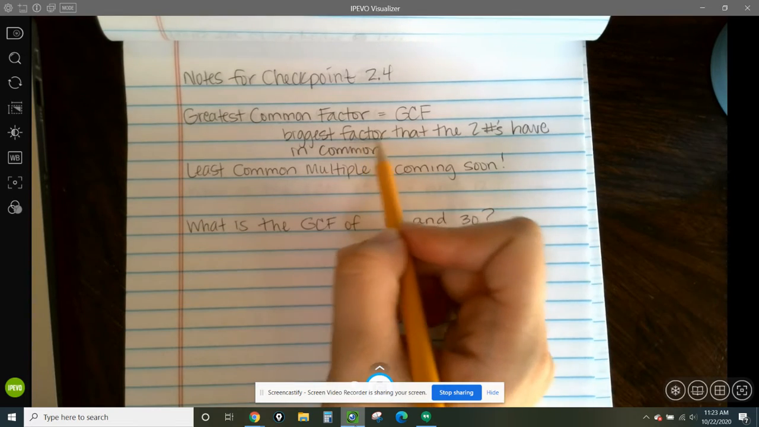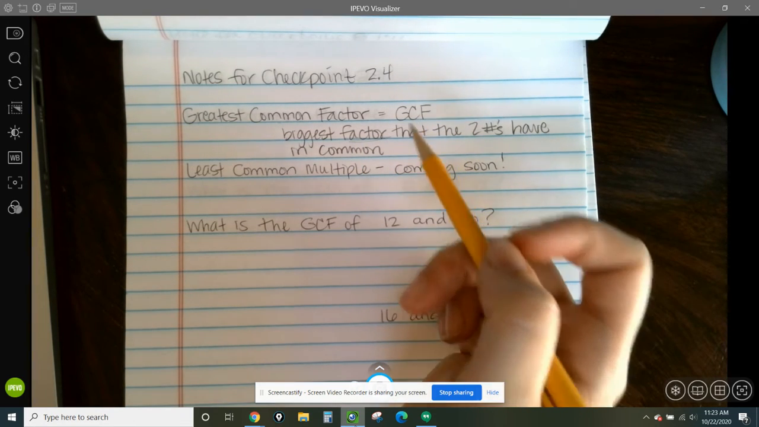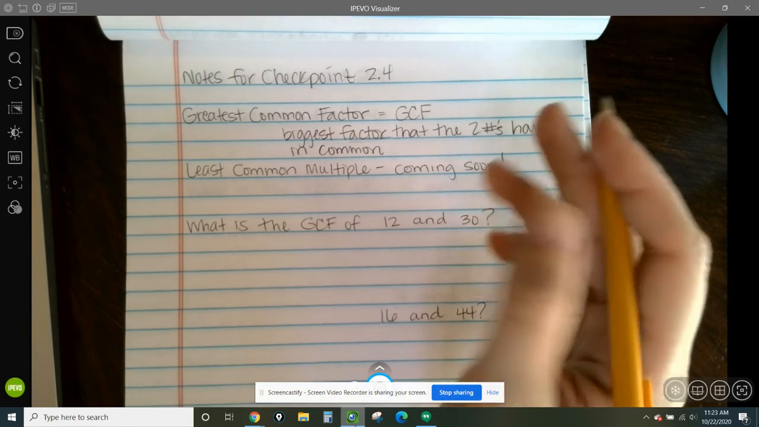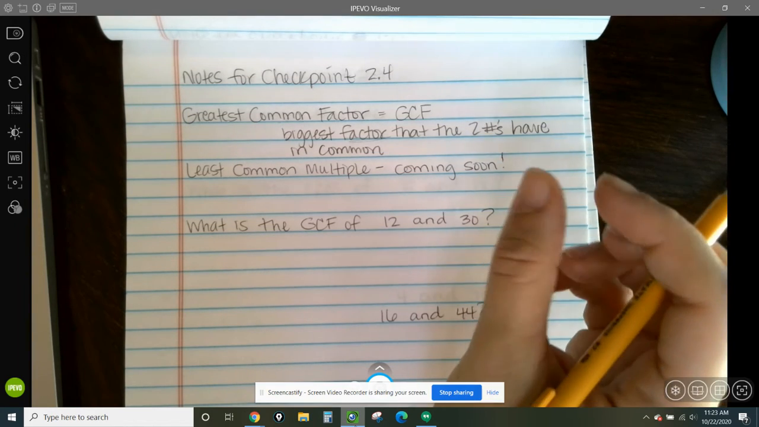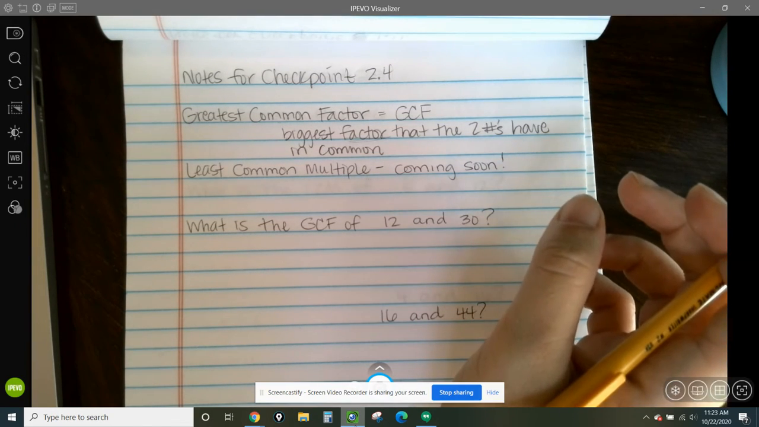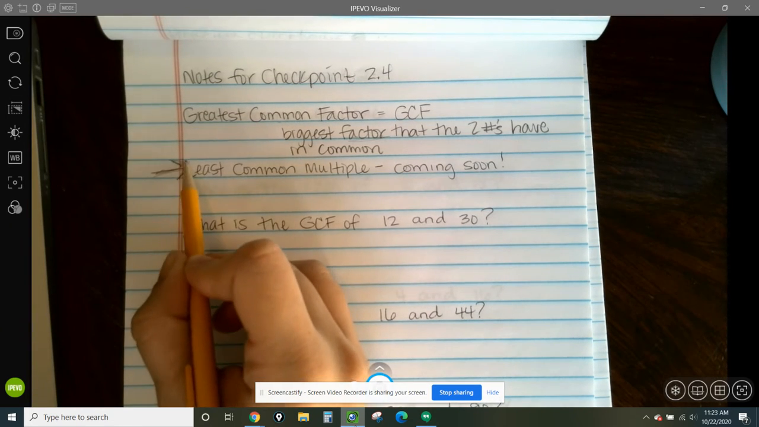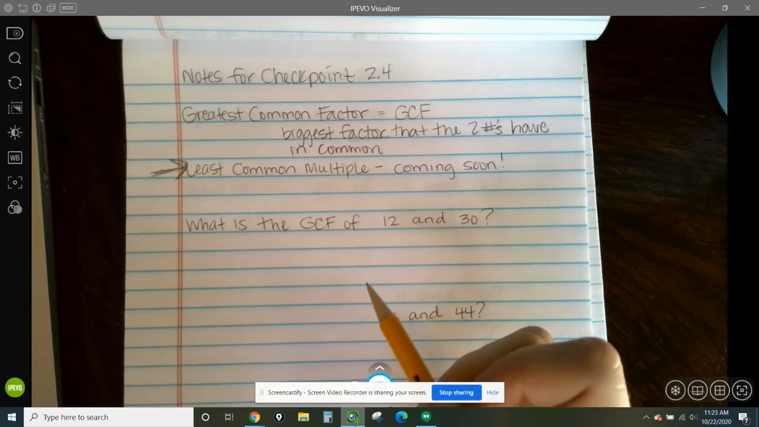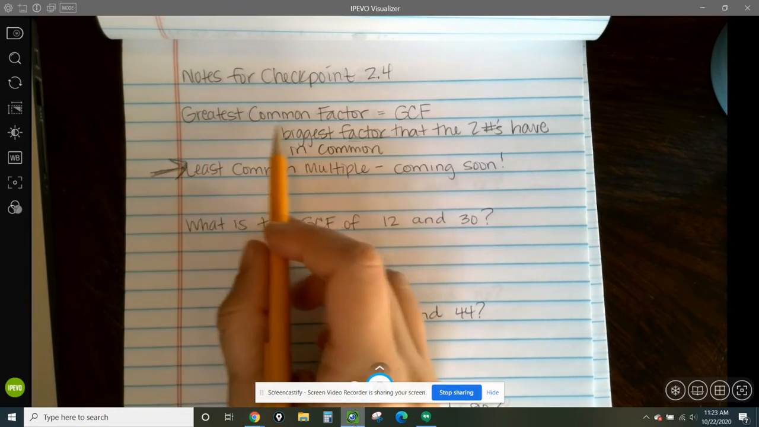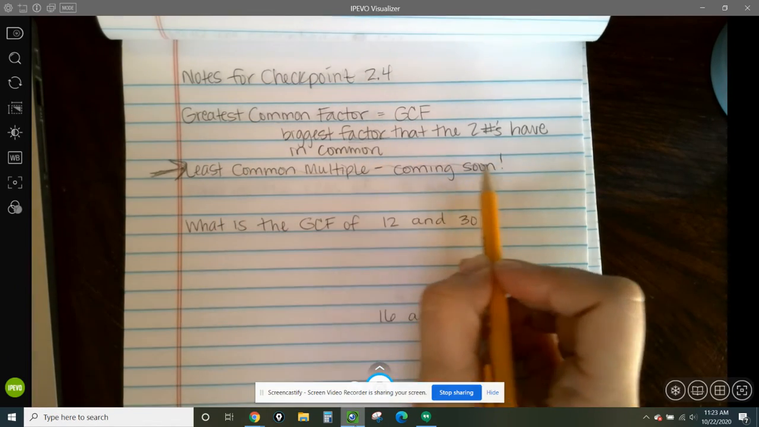And factor, remember we just made factor trees in the last couple lessons. So factors are things smaller than the two numbers, the pieces that make the number. This is coming soon, so don't get confused. Sometimes people confuse these. Least common multiple. You're going to see that in the next lesson. Not yet. Right now we're talking about greatest common factor, so don't worry about this yet, but it's coming soon.